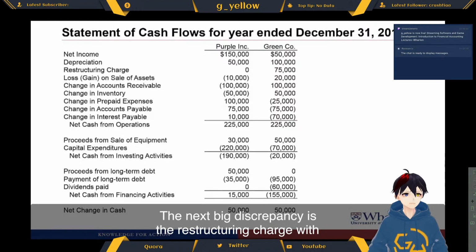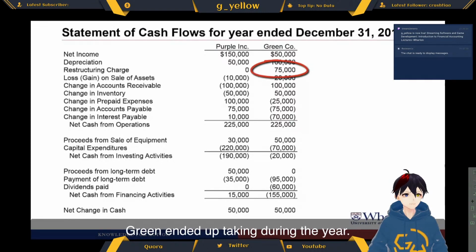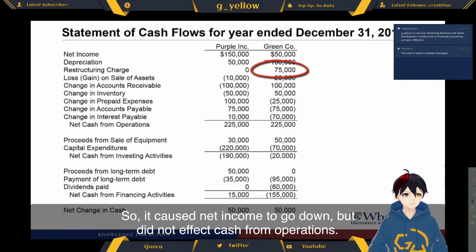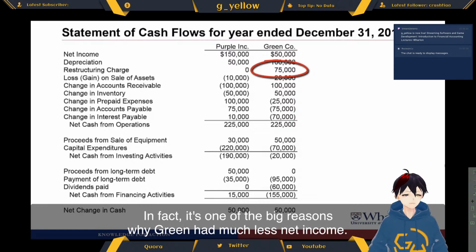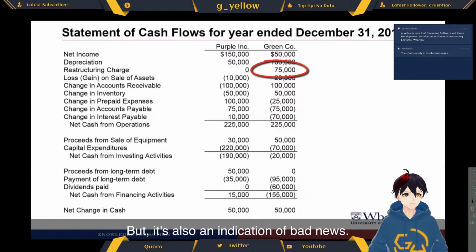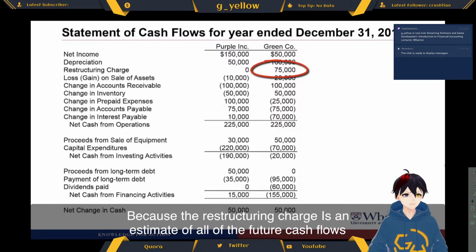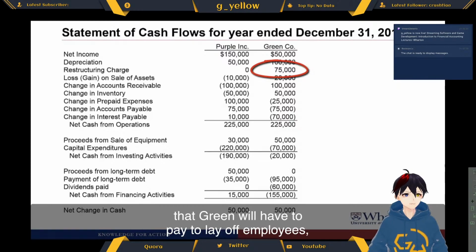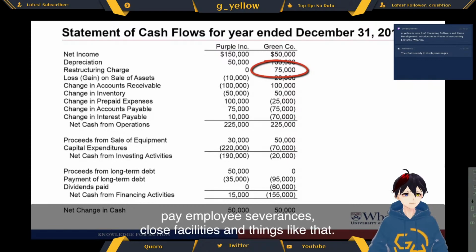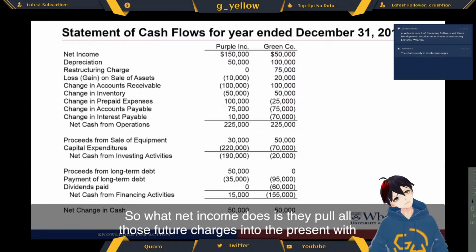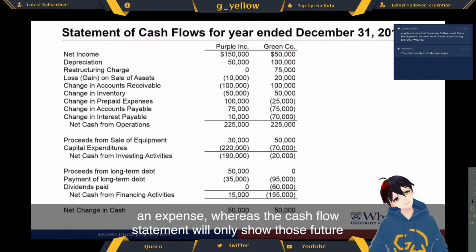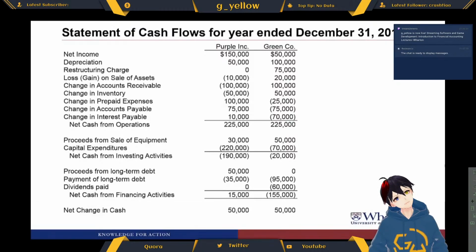The next big discrepancy is the restructuring charge, which Green ended up taking during the year. That's a non-cash charge, so it caused net income to go down, but did not affect cash from operations. And in fact, it's one of the big reasons why Green had much less net income. But it's also an indication of bad news, because the restructuring charge is an estimate of all of the future cash flows that Green will have to pay to lay off employees, pay employee severances, close facilities, and things like that. So what net income does is they pull all those future charges into the present with an expense, whereas the cash flow statement will only show those future cash payments as they happen down the road.